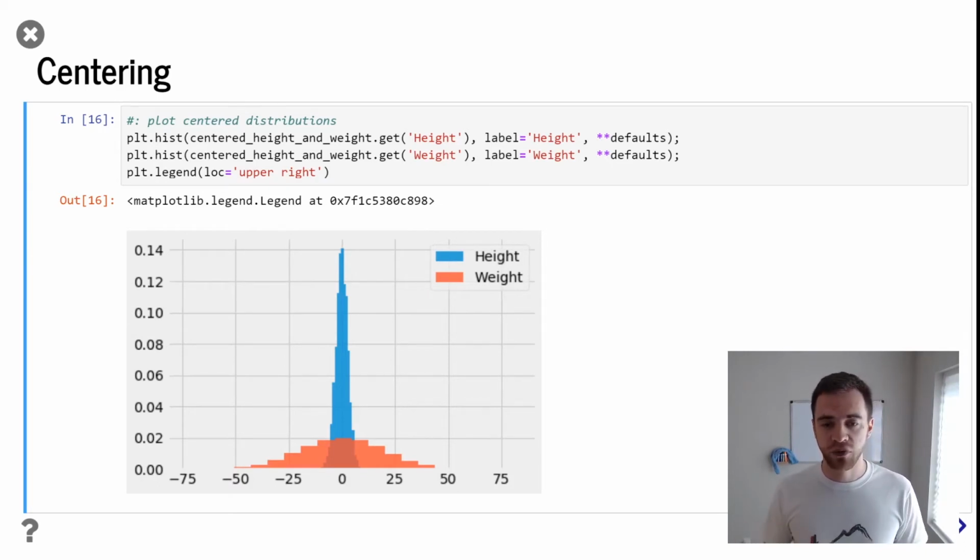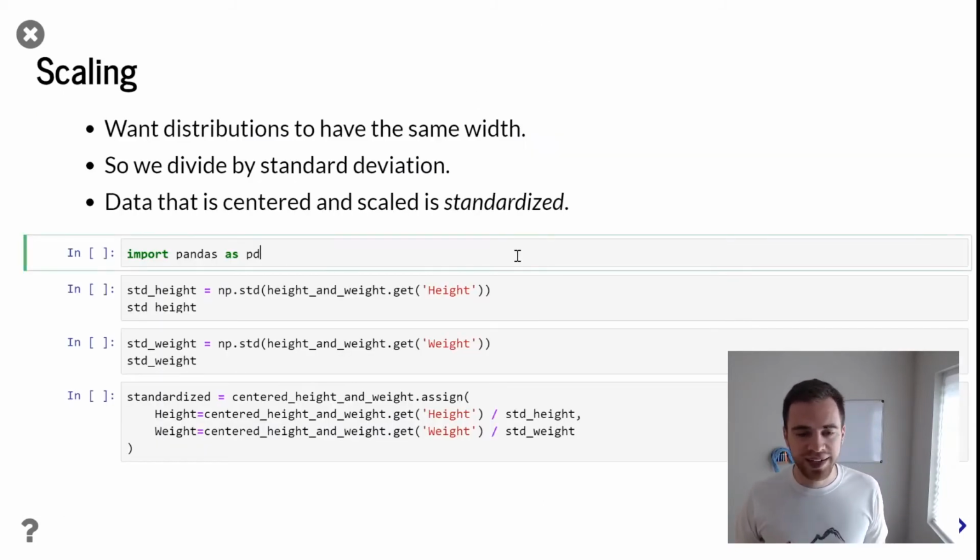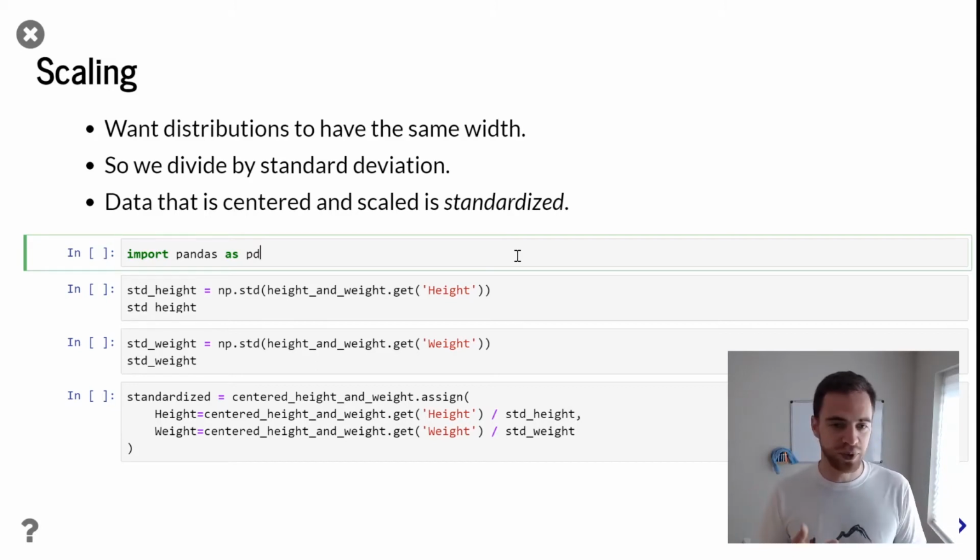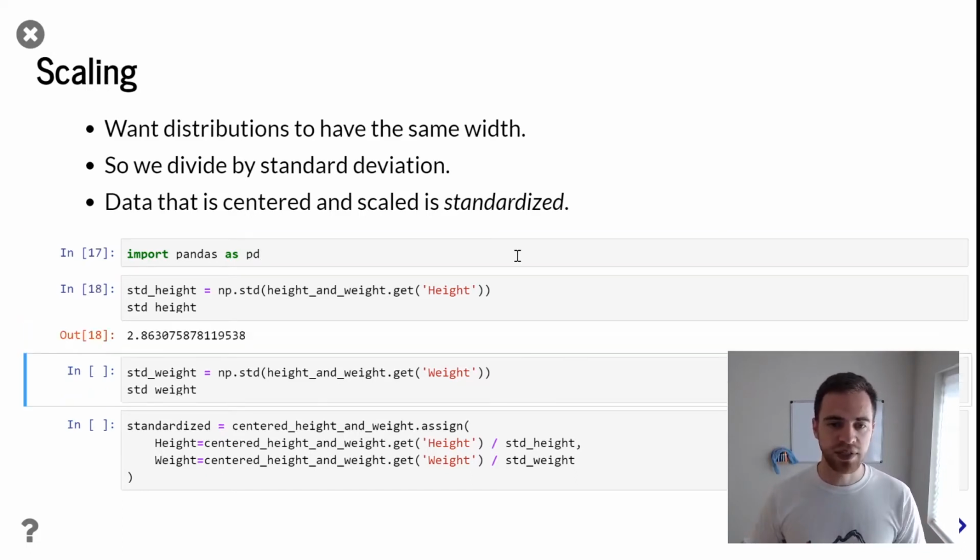So how do we account for their width? The natural thing to do here is to divide by the width, so that the width becomes 1 for both distributions. And remember from last lecture, the way that we quantify width, oftentimes in statistics, is by using the standard deviation. So let's try it out. Let's compute the standard deviation of the heights, and then divide every height in my data set by that standard deviation. So the standard deviation is 2.86.